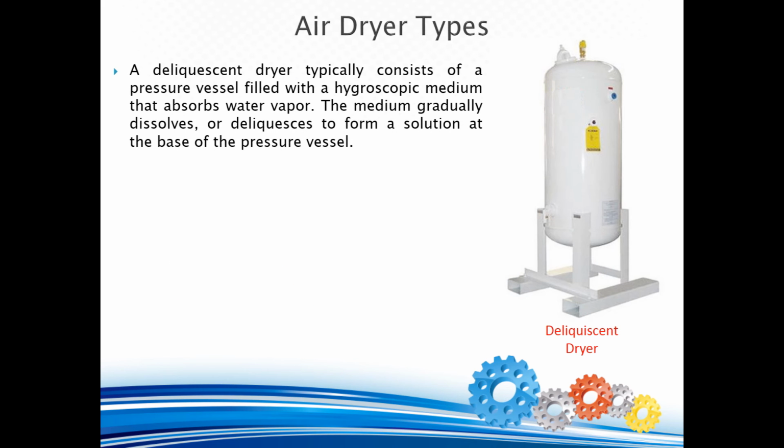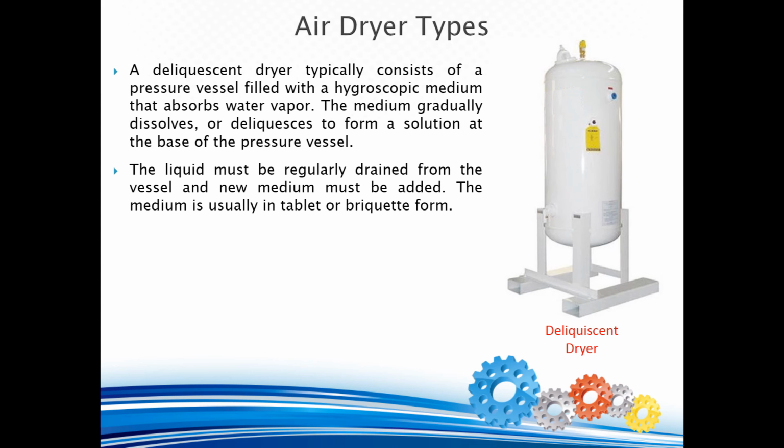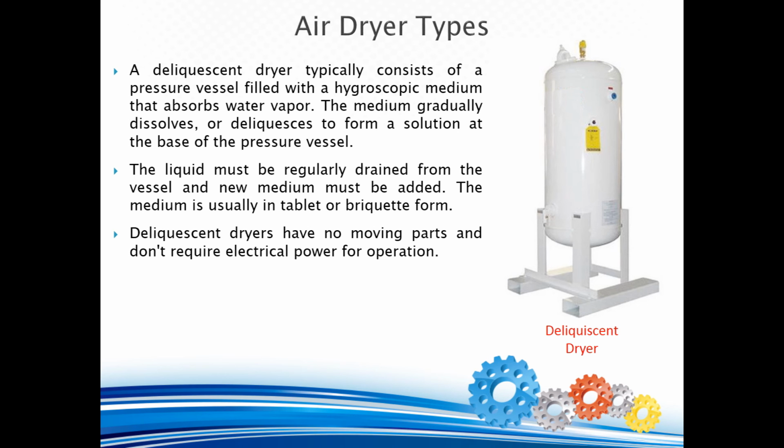A deliquescent dryer typically consists of a pressure vessel filled with a hygroscopic medium that absorbs water vapor. The medium gradually dissolves, or deliquesces, to form a solution at the base of the pressure vessel. The liquid must be regularly drained from the vessel and new medium must be added. The medium is usually in tablet or briquette form. Deliquescent dryers have no moving parts and don't require electrical power for operation.